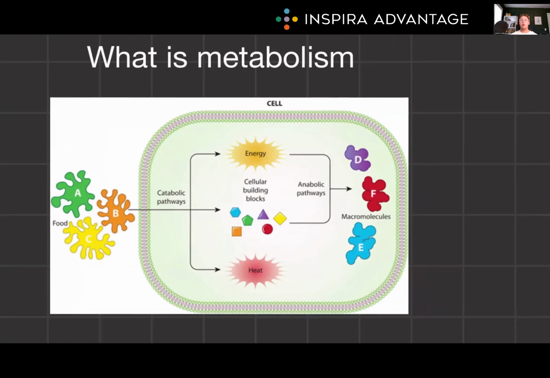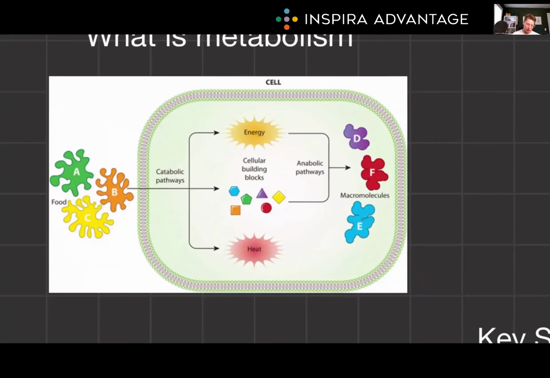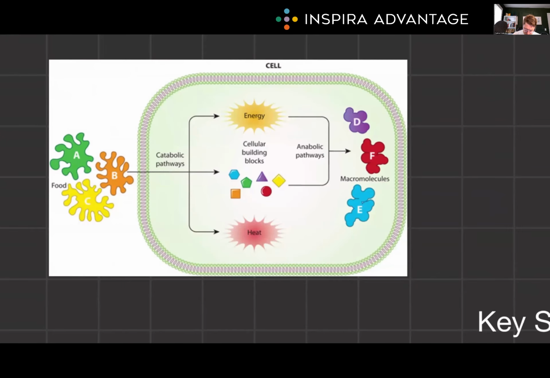Metabolism refers to all chemical reactions that occur within a living organism to maintain life. These reactions are divided into two categories: anabolism and catabolism. Anabolism involves building complex molecules from simpler ones, which is being shown here on the right. It's taking energy to do this.